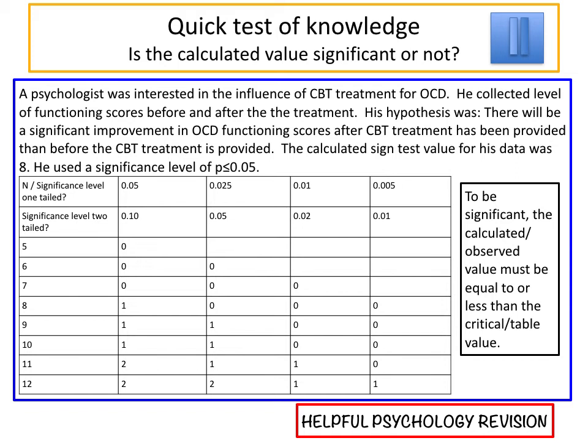And this is the significance level that we always choose first in psychology. Remember, for the calculated value to be significant, it must be equal to or less than the critical table value. You can pause this presentation now to carry out that question and answer it before you see the answers on the next slide.